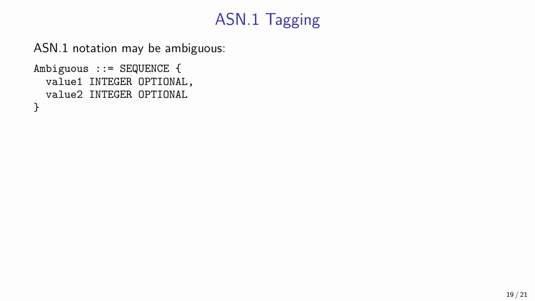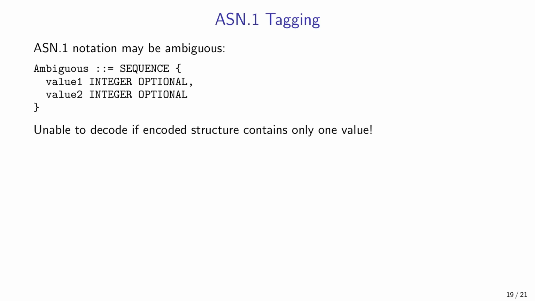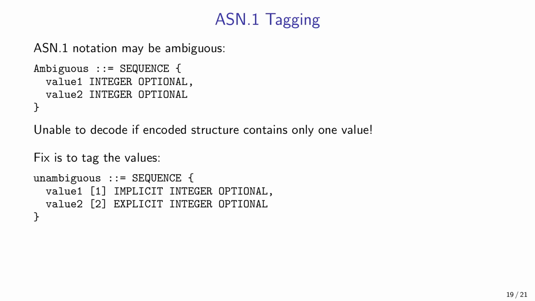What it means is that we will be unable to decode the structure if the encoded structure contains only one value, right? Because the decoder will not be able to figure out which of the optional values is present, value 1 or value 2. One way to fix this is to tag the values. So we would assign tag 1 to this optional integer value and tag 2 to this value. Problem solved.